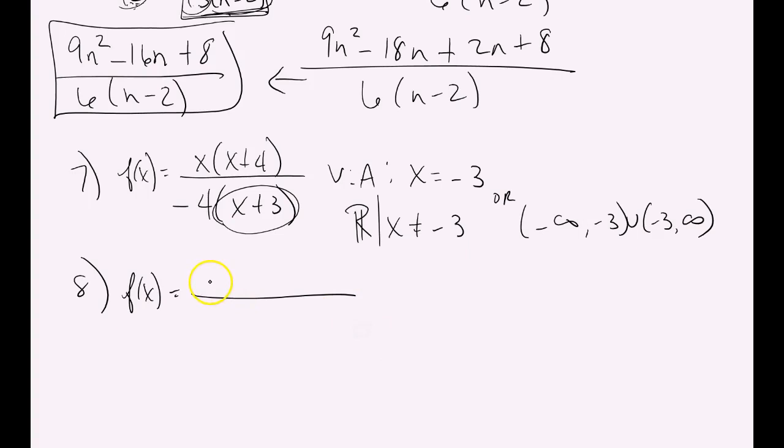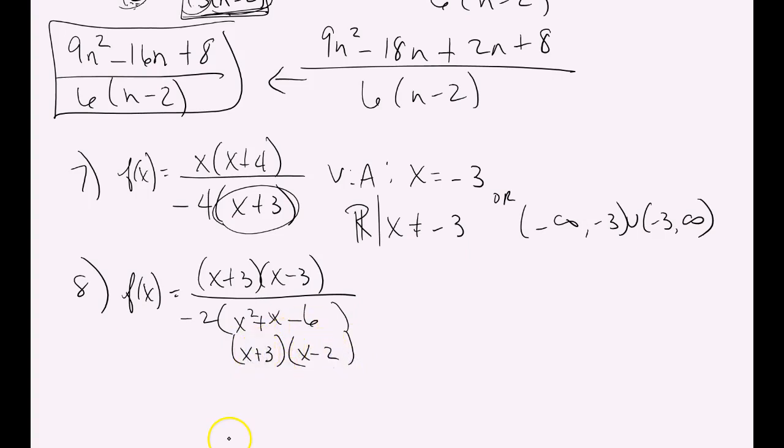vertical asymptote. So the top is x plus 3 times x minus 3. And the denominator, it looks like I can take out a -2. Let's see what happens when I take out a -2. That's x squared plus x minus 6. Okay, now does this factor? It does, I think. Isn't that like a 3 and a 2? -6 would be a +3 and a -2. Okay, so you factor once and get that. When you factor it completely, you get this.